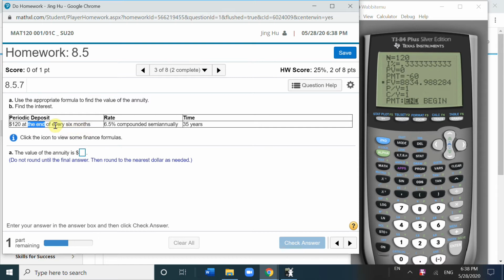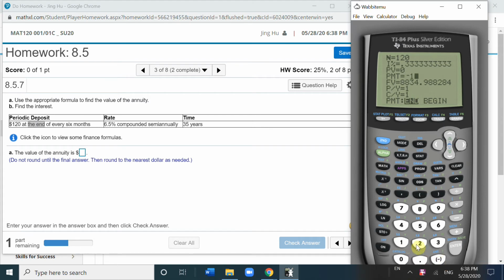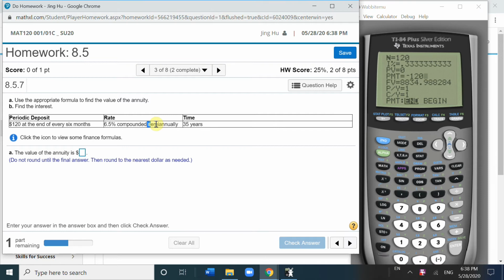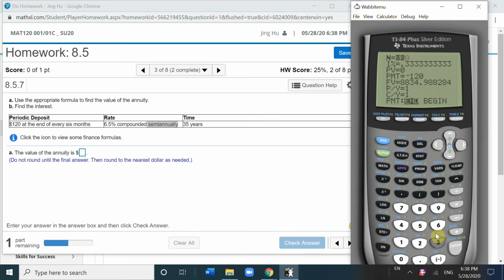So every half a year. So your payment is PMT on the calculator, you choose END. And go to payment, this payment is negative 120, 35 years. Here the keyword is semi-annually. So you need 35 years times 2. And go to the rate, it is 6.5 divided by 2 because semi-annually. And go to FV, reset 0, and cover the 0, alpha, enter.